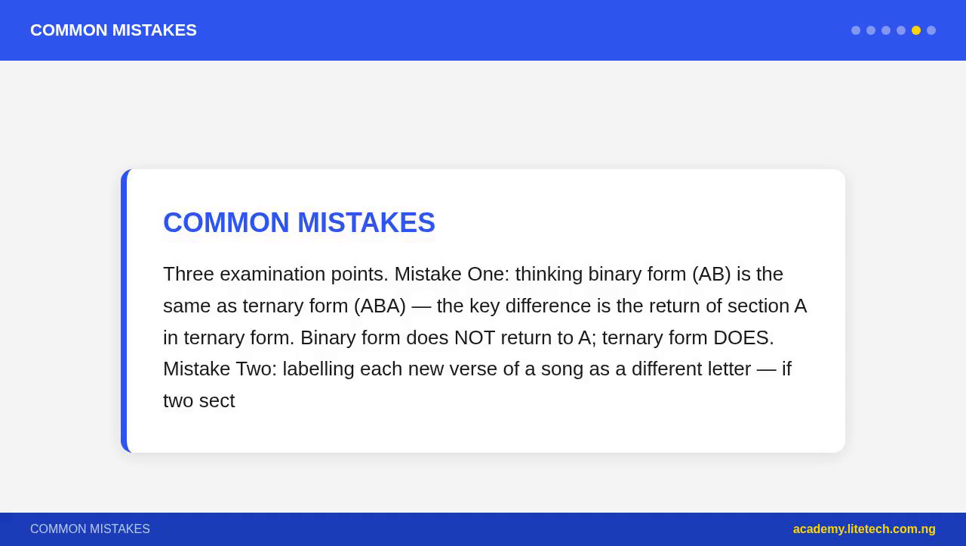3 examination points. Mistake 1: thinking binary form, AB, is the same as ternary form, ABA. The key difference is the return of section A in ternary form. Binary form does not return to A, ternary form does.